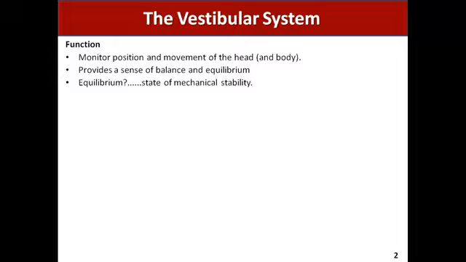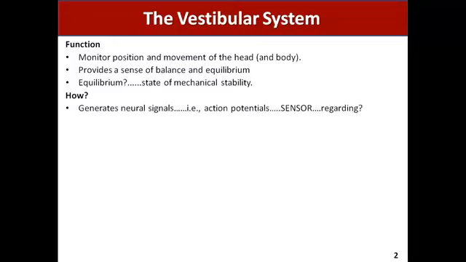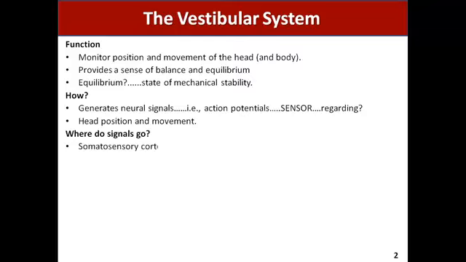When we think about equilibrium, that refers to a state of mechanical stability of the body so that we don't tip over, either when we are standing or seated, both statically and dynamically. The way this works is it operates in a similar manner as the rest of the sensory system, in that specialized sensory cells will generate action potentials to inform the central nervous system regarding the position of the head, as well as the movements of the head.